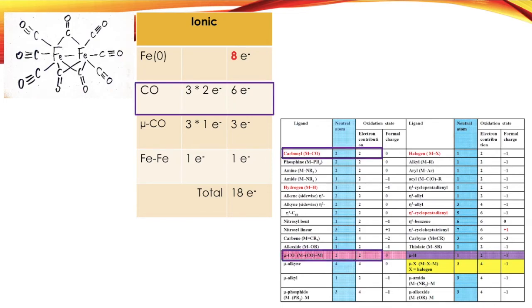a formal charge of 0 and contribute the same amount of electrons as in the neutral model, which are 2 each. And the MM bond still contributes 1 electron to the total electron count of a single metal. And so, just like other metal carbonyls, both the ionic and the neutral model have 18 electrons.